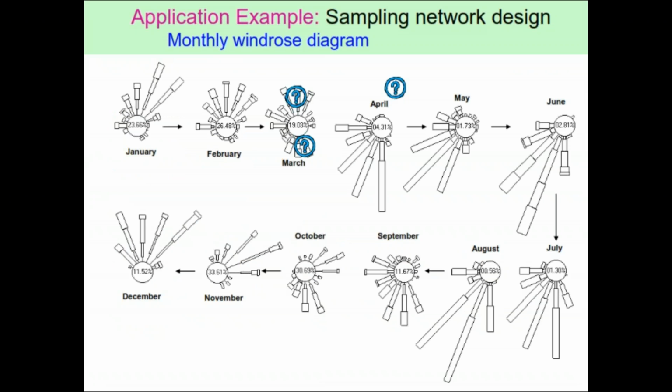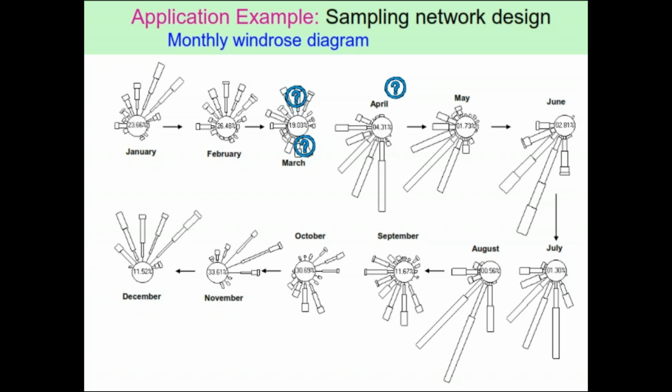And here you can see the example of how we can design the network by using the windrose diagram. So if you are going for any specific month, then you can refer to that particular month's windrose diagram of the previous year, because suppose you are going for October month of 2020, then we should not have the windrose of 2020.